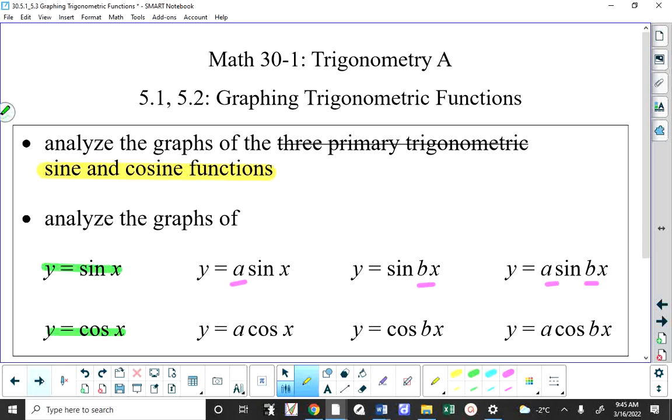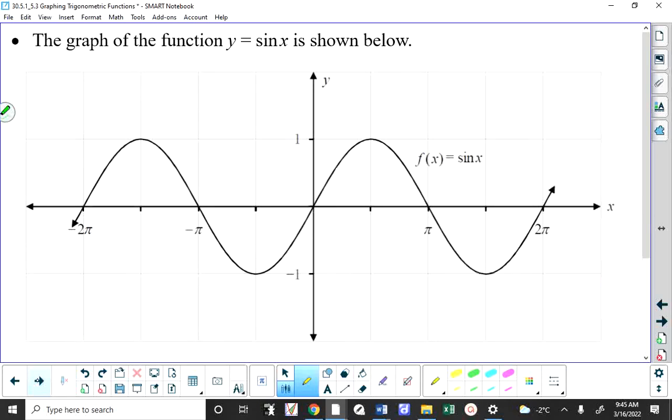So to begin with, we need to know what y equals sine of x looks like. And I want to talk briefly here about why this graph looks like what it looks like. But in the end, everybody, what is important is you know that y equals sine of x looks like this. Okay? So this is what's called a periodic function. It happens to have a y-intercept of 0, which means it passes through the origin.